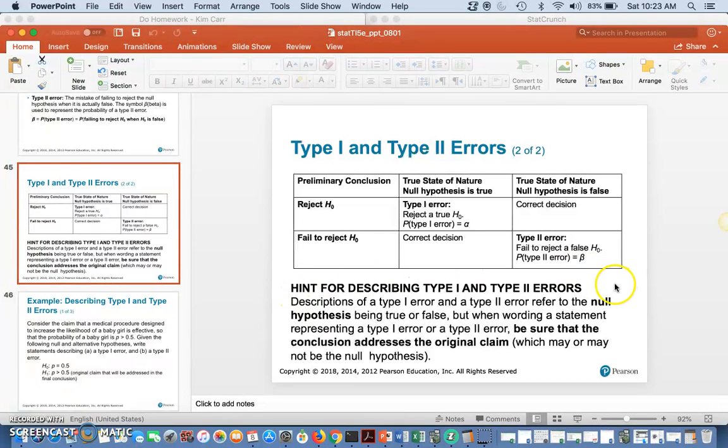Hint for describing type 1 and type 2. Description of type 1 error and type 2 errors refer to the null hypothesis being true or false. When wording a statement representing a type 1 error or a type 2 error, be sure that the conclusion addresses the original claim, which may or may not be the null hypothesis.